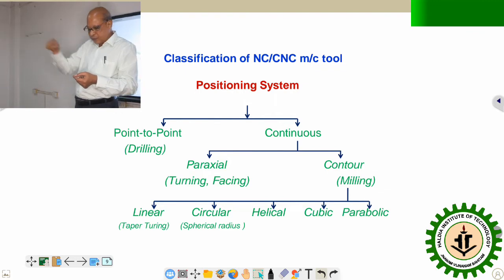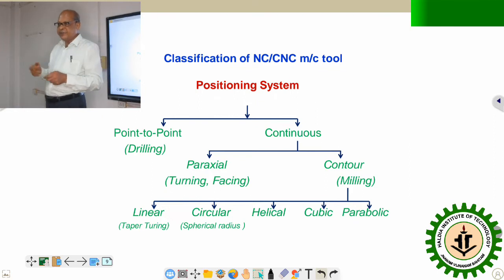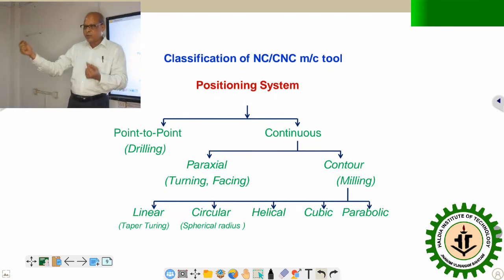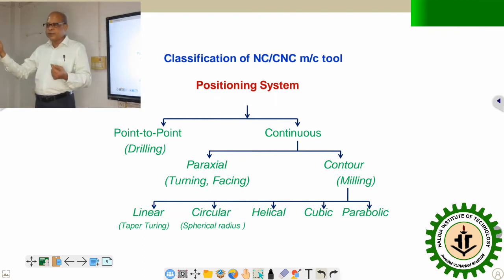Now from this point to this point, it can follow any trajectory. It may be a direct straight line, it may be a circular one, it may be a zigzag one. So this intermediate path is not of significance. Only these 2 extreme points, the restoration of these 2 extreme points, is important.